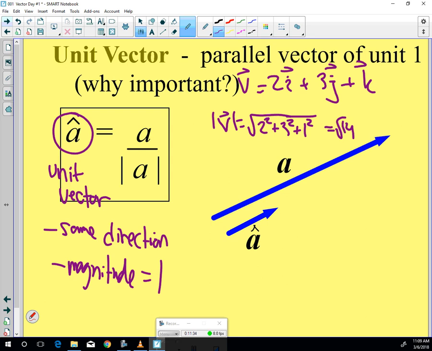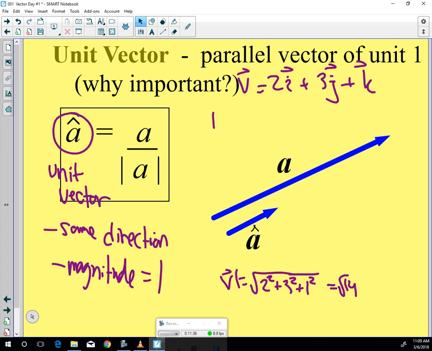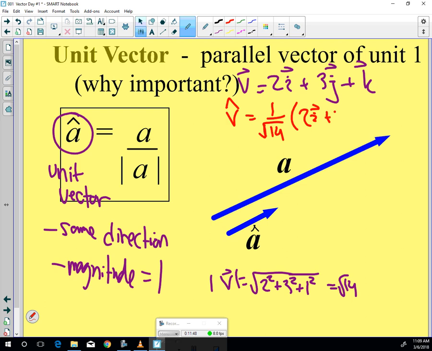So what I'm going to do is turn it into a unit vector, like this. I'm going to take 1 over the square root of 14, and now 2i plus 3j plus k. Now I know that this is how many units long? It's 1. So you want to do that? Wham! Now it's 1 unit long.